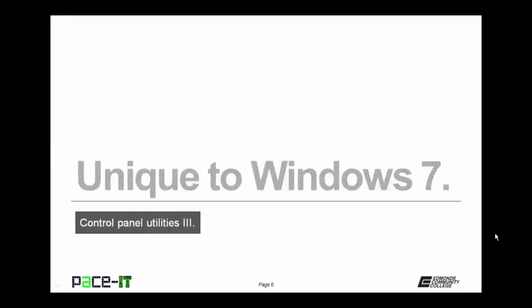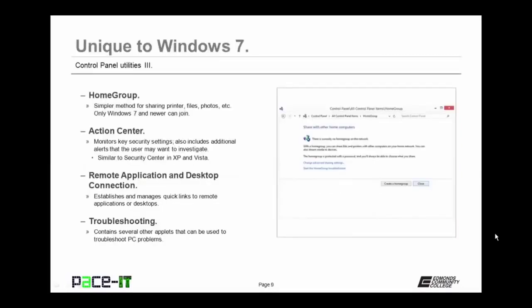Now let's discuss utilities that are unique to Windows 7. The first utility that we need to discuss that's unique in Windows 7 is HomeGroup. It's a simpler method for sharing printers, files, photos, etc. It's only available in Windows 7 and newer operating systems.